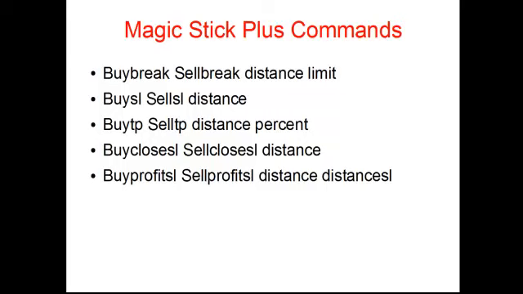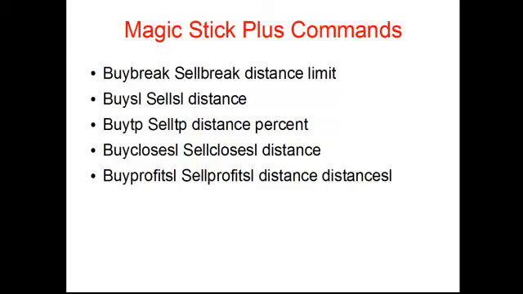Same thing with the buy SL and sell SL command. These are your stop loss levels. You can make it so it's a distance from the line. So if you put buy SL 10, that means you're looking for a hit 10 pips above the line that you draw. Buy TP, sell TP works the exact opposite as the stop loss. So you can use either a distance and also a percentage. So you can actually take off a certain percentage of the trade that you're looking to exit out.